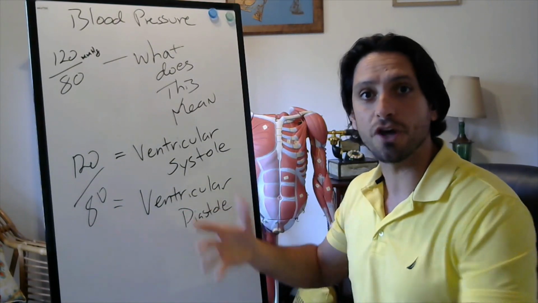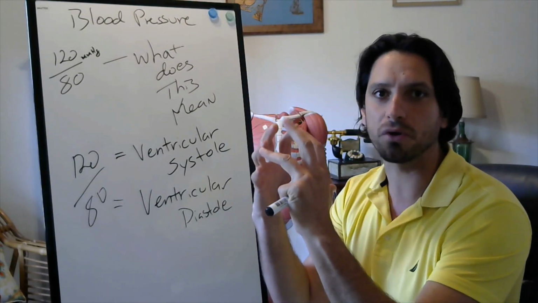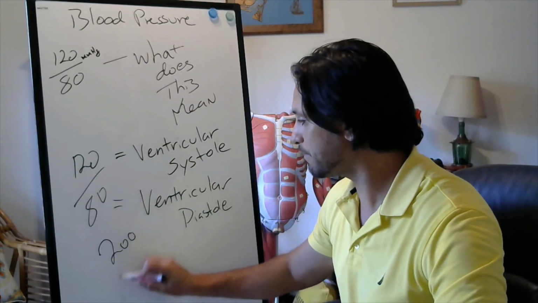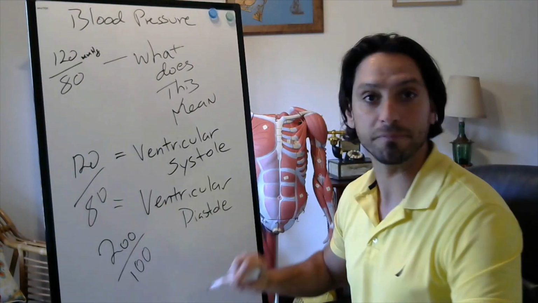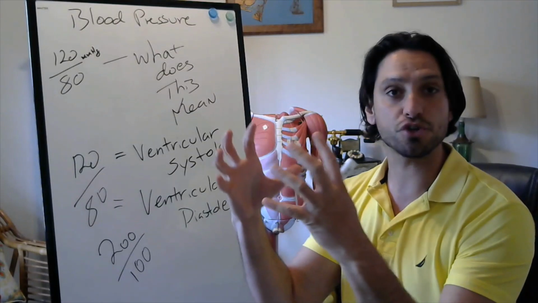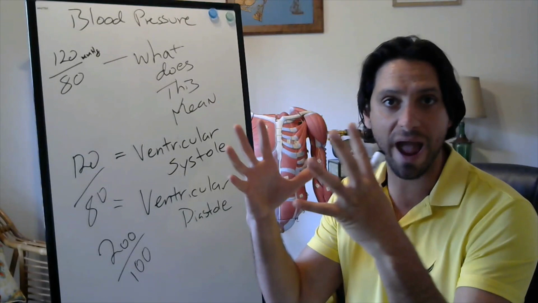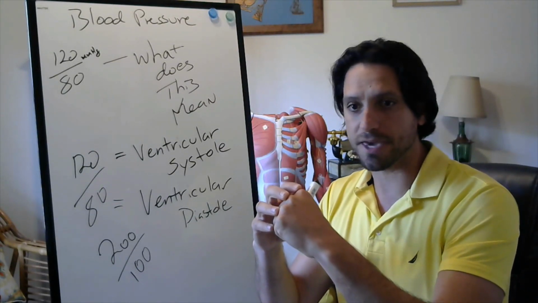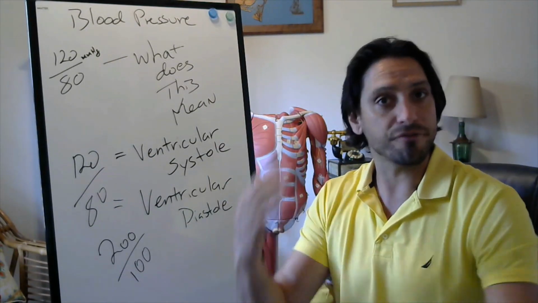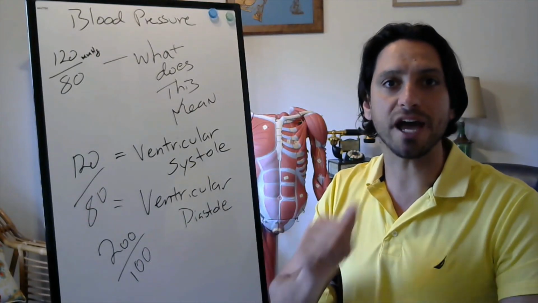Because if these are really high, then there's a lot of pressure against the arterial walls. And if these get too high, let's say 200/100, not good. Why? Because the pressure can get so high that the artery tears or cracks. Then all of a sudden we have an arterial embolism, or if it occurs in the brain, we have a stroke. So when pressure gets too high, that's what we worry about.